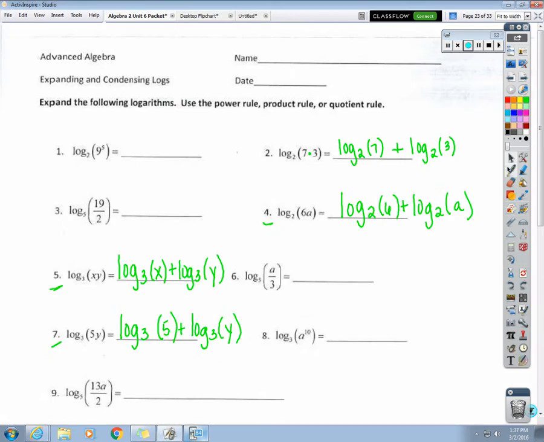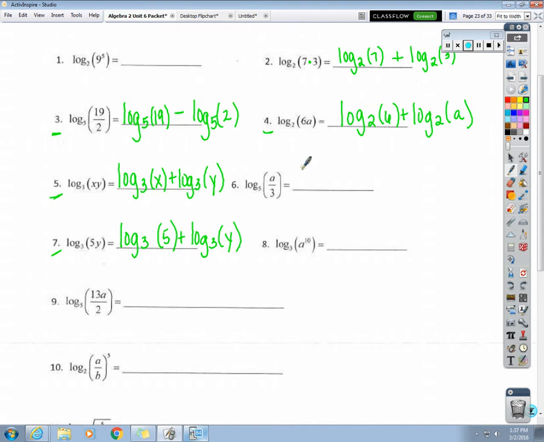Let's look at 3 and 6. It's log base 5 of 19 over 2. So how many times am I going to write log base 5? Twice. And then 19 minus 2. Number 6, you should have got log base 5 of a, minus log base 5 of 3.